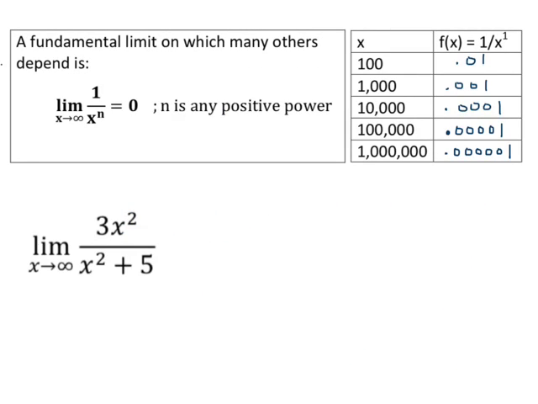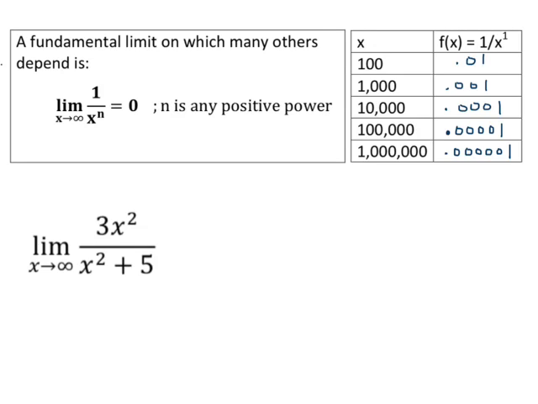We're going to be talking about limits involving infinity. A fundamental limit on which many others depend is the one stated here, and that is the limit as x approaches infinity of 1 over x to the nth equals 0, where n is any positive power. Now, let's take a look at the example to the right on that table. We're assuming here that n is 1, so basically we're looking at the function f of x equals 1 over x.